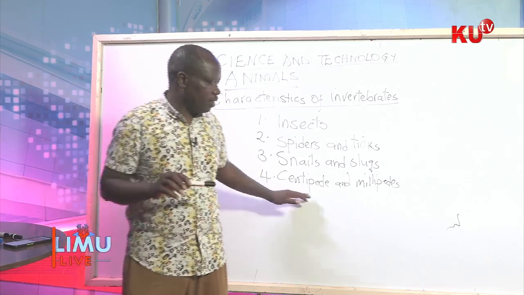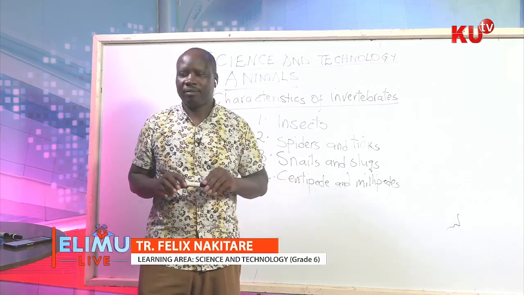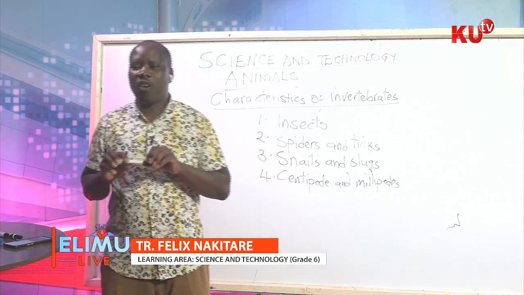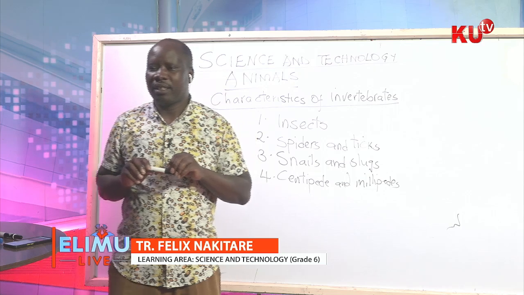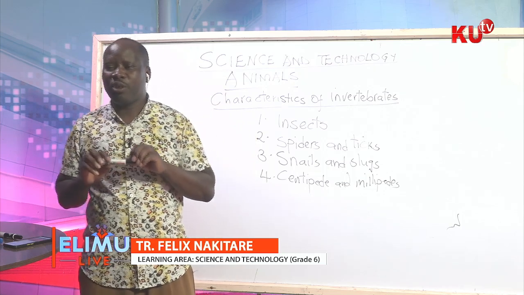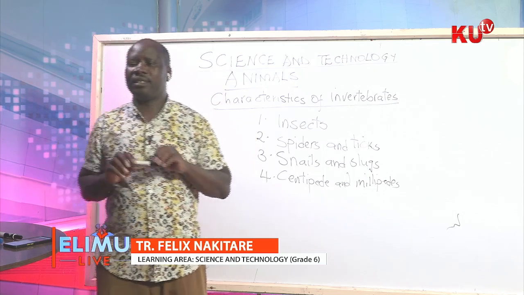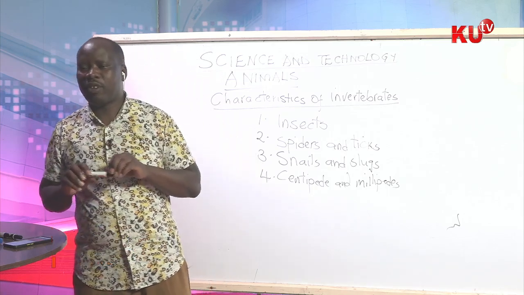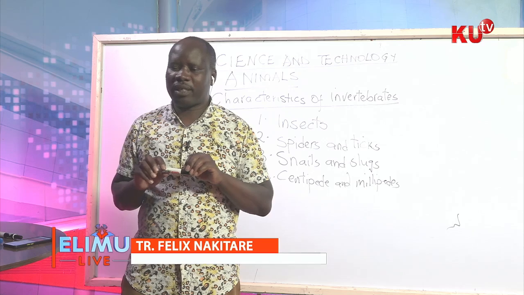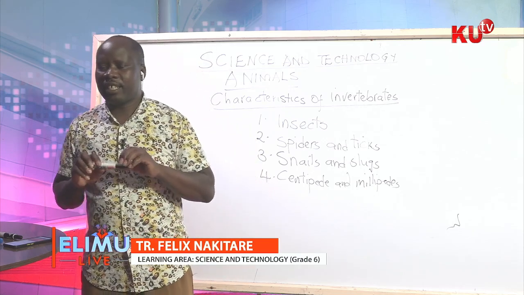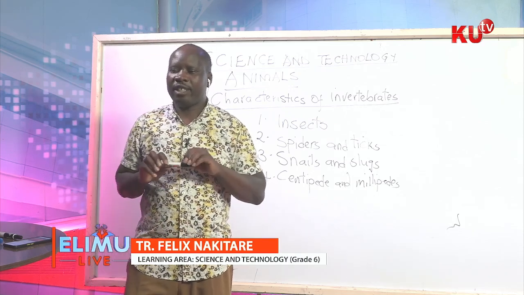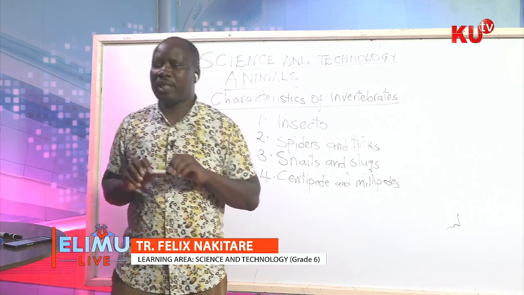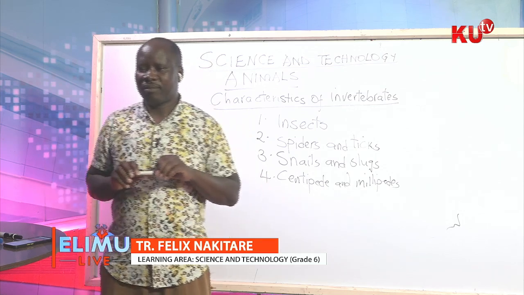Characteristics of centipedes and millipedes. Number one, we've said that the body of centipedes and millipedes is divided into two parts, that is the head and the trunk. And the trunk is also divided into many small parts, which are called segments.